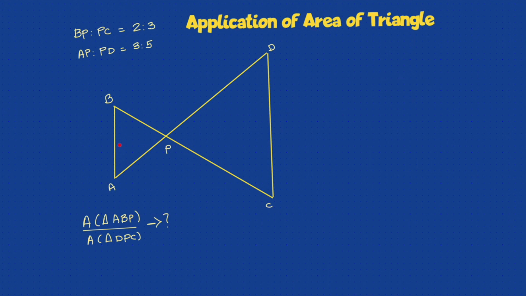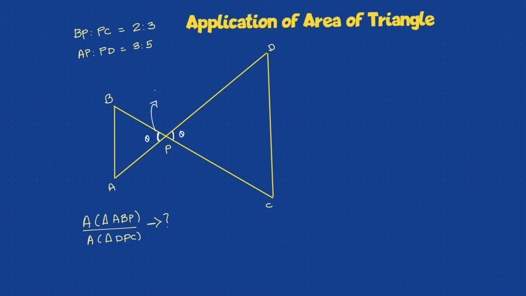So now I get this triangle. Two triangles are here. You can see ABP and there is DPC. Okay, and what is given to me? The ratio BP is to PC is 2 is to 3. I don't know the exact value, I know the ratio of it, and AP is to PD is equal to 3 is to 5. Again I don't know the exact value of it. I just know the ratio. Area of triangle ABP upon DPC is being asked.